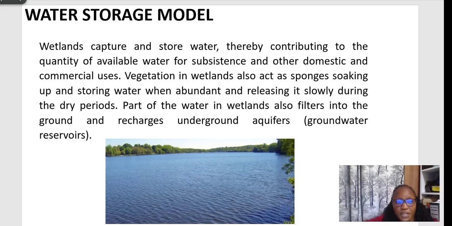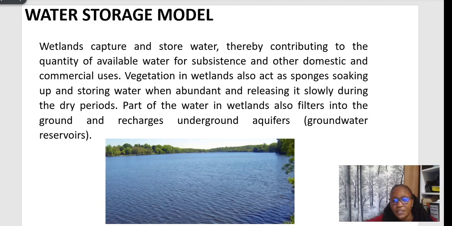Our next model is the water storage model. Very important, the crucial function of the wetlands is to store water that we use for domestic use, for livestock and for irrigation. It's important to note that wetlands capture and store water, contributing to the quantifiable available water for subsistence and other domestic and commercial uses such as hydropower and such uses.